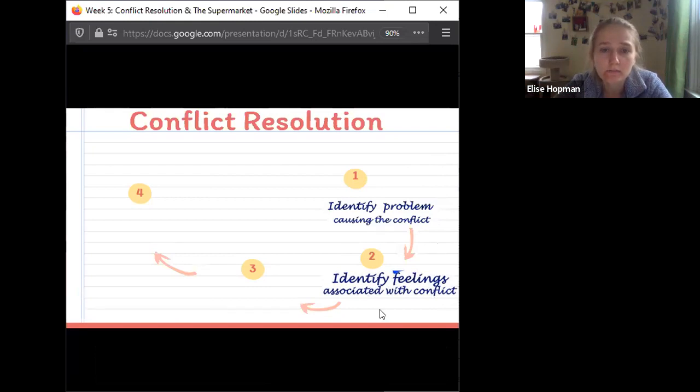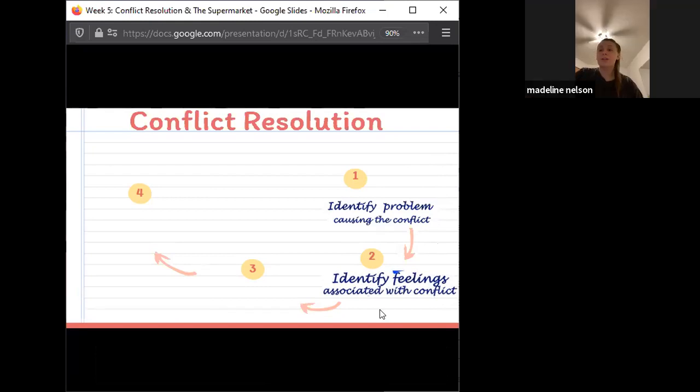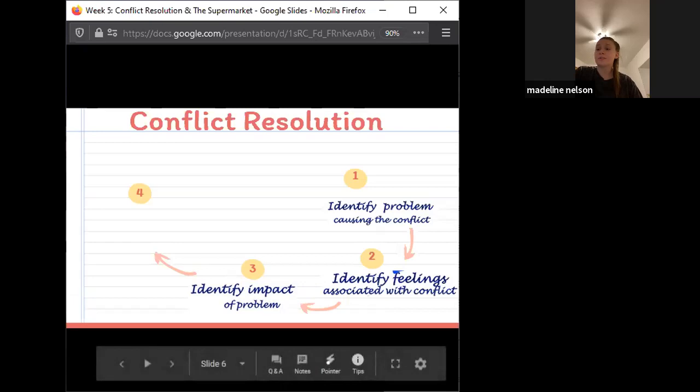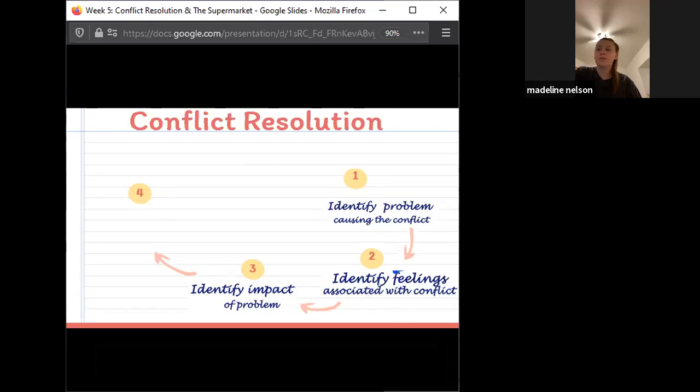The third step to a successful conflict resolution is to identify how the problem impacts everyone. Based on that, this leads to the fourth step, to decide whether the conflict is worth being resolved. Typically, if you are discussing it, it is something that should be resolved.